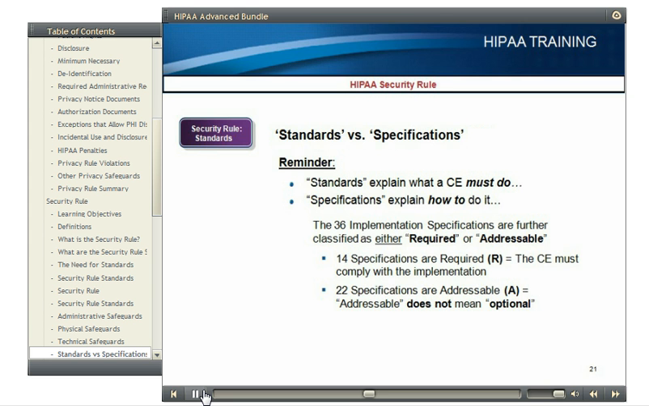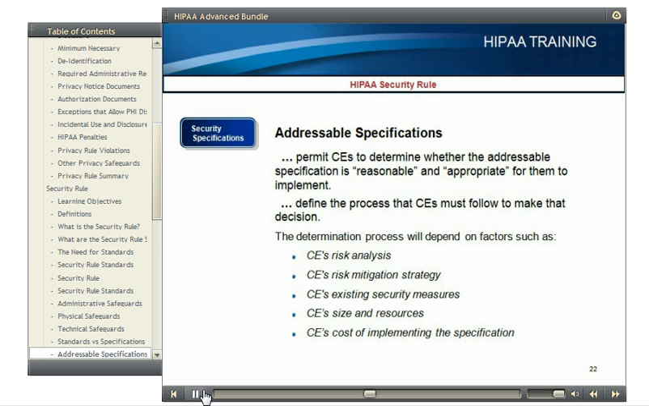The CE must comply with the implementation. 22 specifications are addressable. A. Addressable does not mean optional. Addressable specifications permit CEs to determine whether the addressable specification is reasonable and appropriate for them to implement. Define the process that CEs must follow to make that decision.